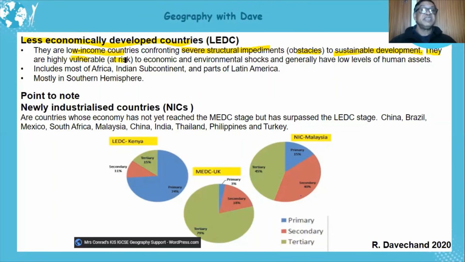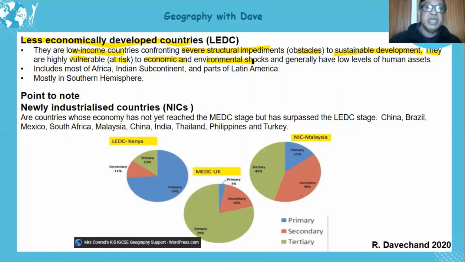So they are highly vulnerable. They're at risk to economic and environmental shocks. In terms of economic recession of the world, who gets worse is the LEDCs, because they don't have that capital backup. Whereas if the COVID hit, you find people unemployed during that time, you understand? And during the COVID time, America can send off trillions of dollars to support the people. But many LEDC countries can't. They don't have the money.